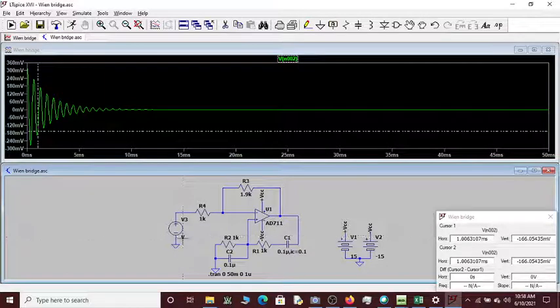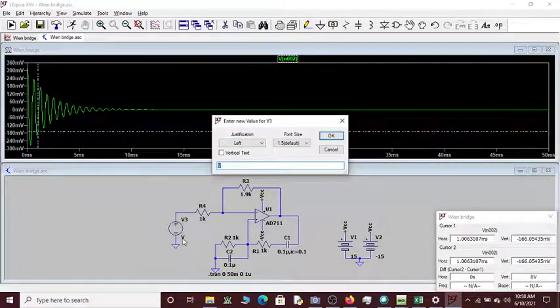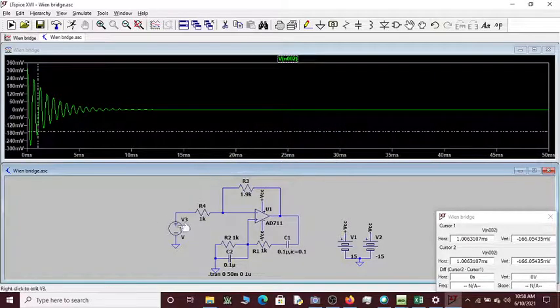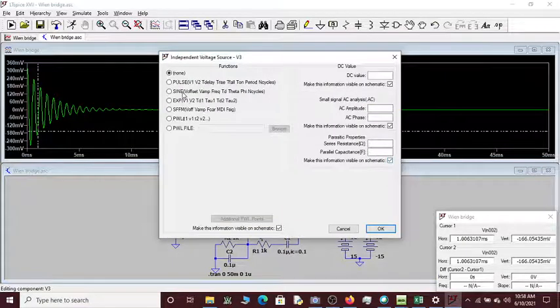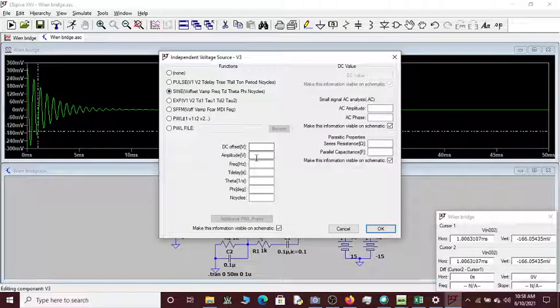Suppose you have this as maybe 100 millivolt. Okay, this is 100 millivolt. Just give me 1 minute. Let me take it as a sine wave. This is a sine wave with 100 millivolt as the amplitude. Let me take the frequency as 100 Hz. That's it.